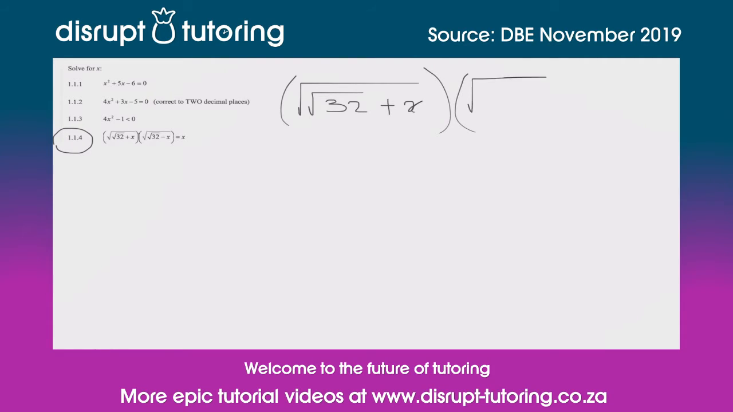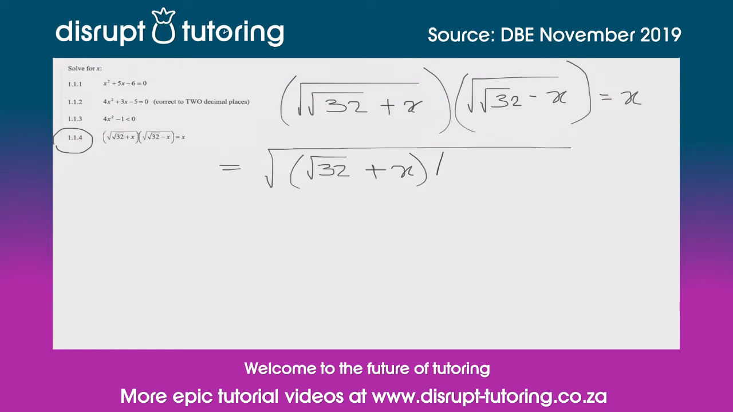Right, so I'm opening up my brackets. 32 minus x, all right, and that equals x. Okay, what's the first thing we can do? Well, the first thing I want to try and do is get rid of these big brackets, and I can see that I've got a square root there and a square root there. So I'm going to merge the two square roots, and let's see if that can help me out. I'm going to have brackets here of root 32 plus x, and then a bracket here of root 32 minus x. Okay, and that is going to equal x.